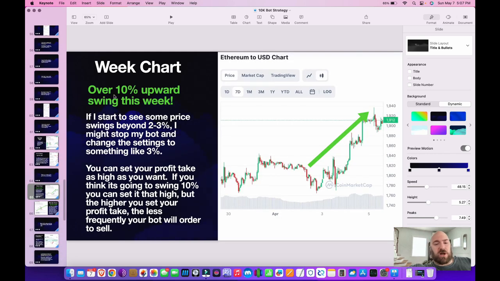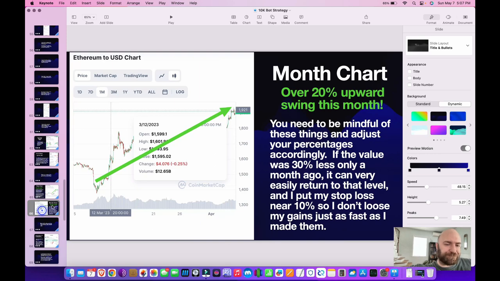Here's my week chart. And if we look at the same chart, but this is the week for Ethereum instead of just the day, I can see that it has swung by about 10%. This is where, okay, over the course of the week, I might want to use a wider spread in my settings and capture more of the swing. It's swinging more, so I have more potential to capture bigger swings.